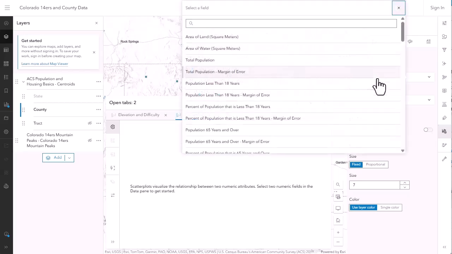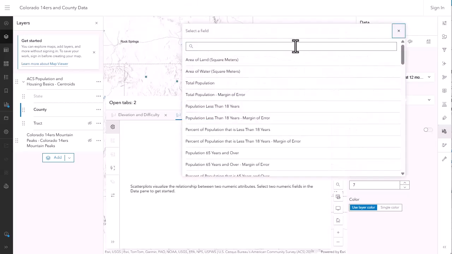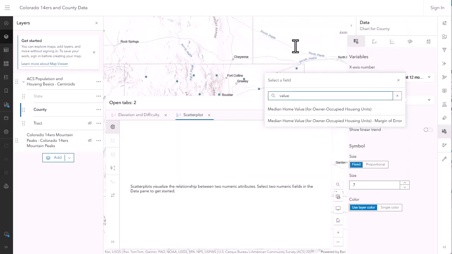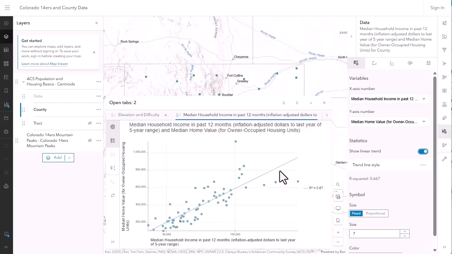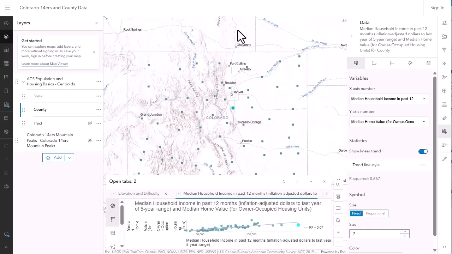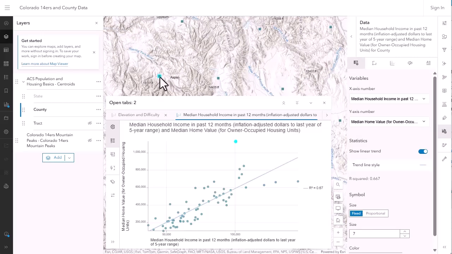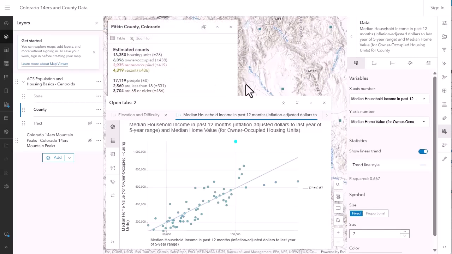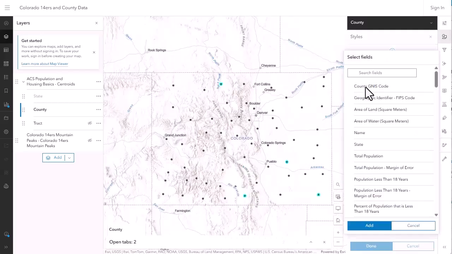Well, what about here? What if we had county data and we're going to look at the relationship between median household income and the median home value. The home value we're going to put on the y-axis and the median household income on the x-axis. Fascinating. So we can see that about 0.67 is the r-squared. About 67% of the variability in the home value is explained by the household income. So as the household income increases, the home value tends to increase by county in this case.